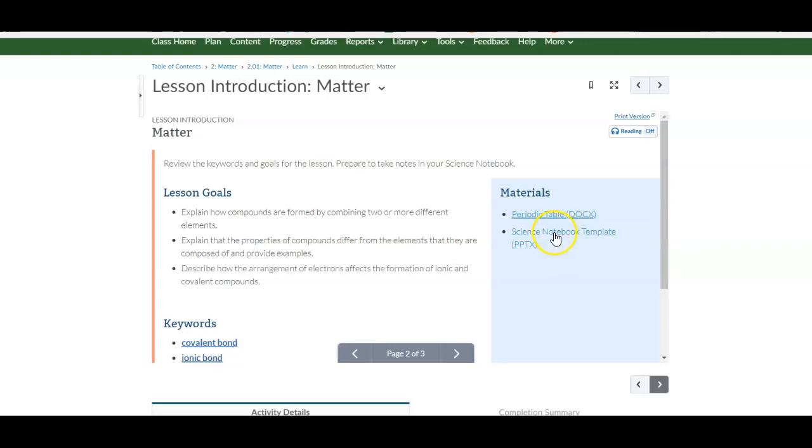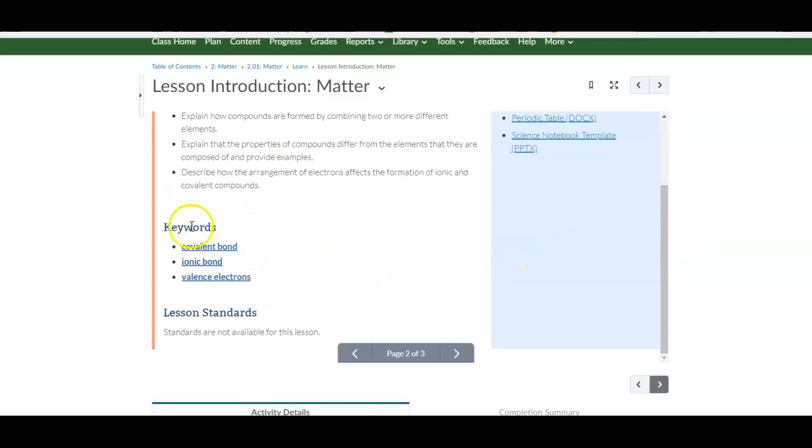Here is that science notebook template. So remember, you only need to open one of these. This will be your Unit 2 science notebook, so you don't want to add on to Unit 1. And then you'll be starting out 2.01. This is your first lesson. Here are already some things that you could put on the note side. You've got covalent bond, ionic bond, and valence electrons.